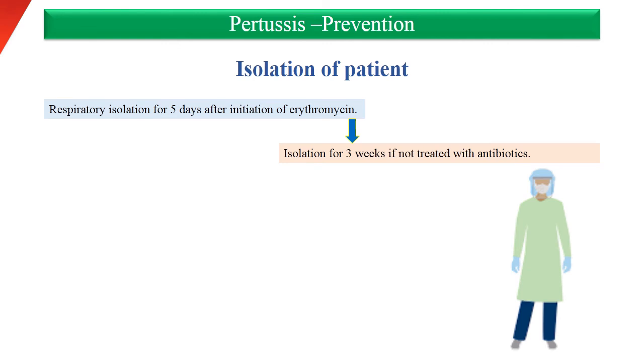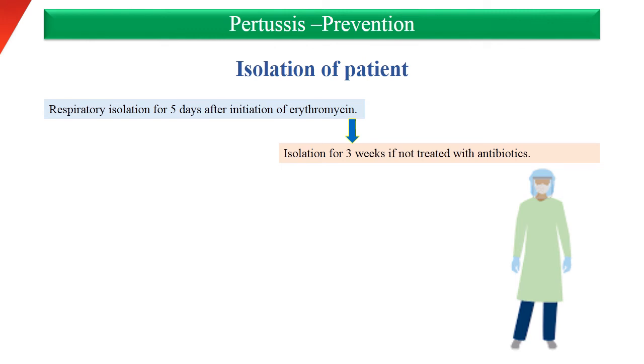Next, we will see about the prevention. If an individual has been exposed through very close contact with someone who has pertussis, what can be done? First of all, we need to do isolation of that person. Respiratory isolation is very important. Respiratory isolation means proper covering of the face with masks, and the person who is visiting and caring for the individual also needs proper masking and must take proper precautionary methods.